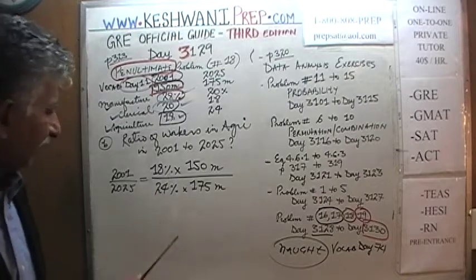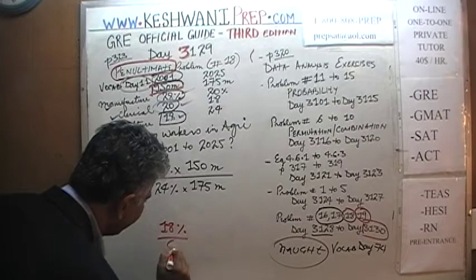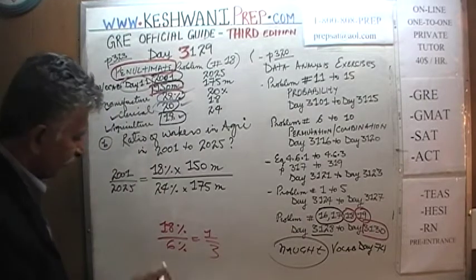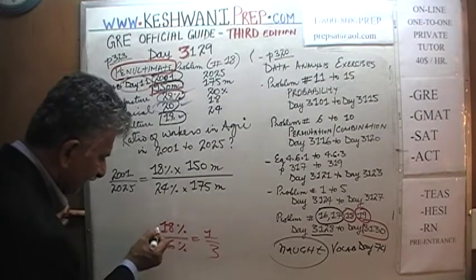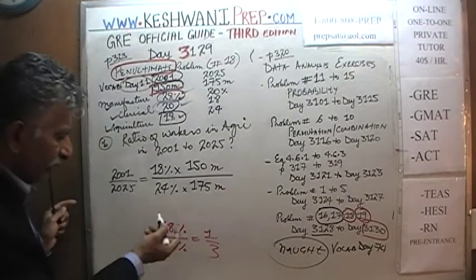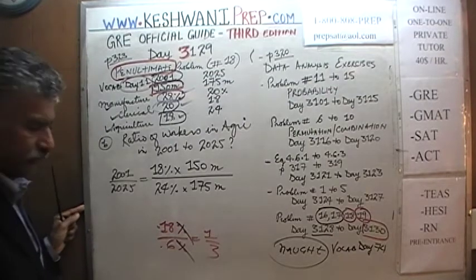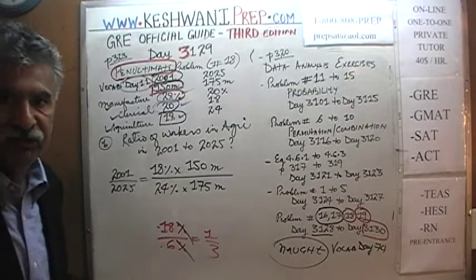Not 6, but 6%. If you divide 18% by 6%, it just becomes 1/3. The percentage sign disappears, because percentage means decimal. In essence, we're dividing top and bottom by 6 and then by 100. They're going to kill each other. So 18% divided by 6% is just 1/3.